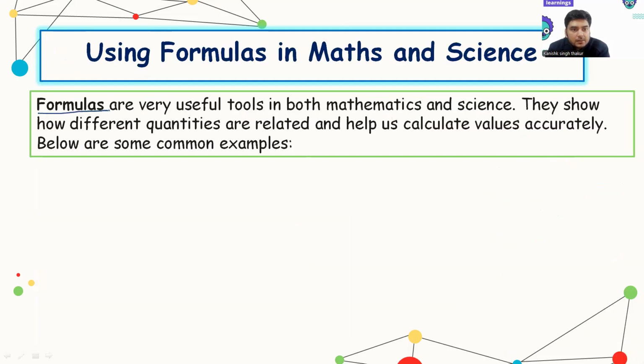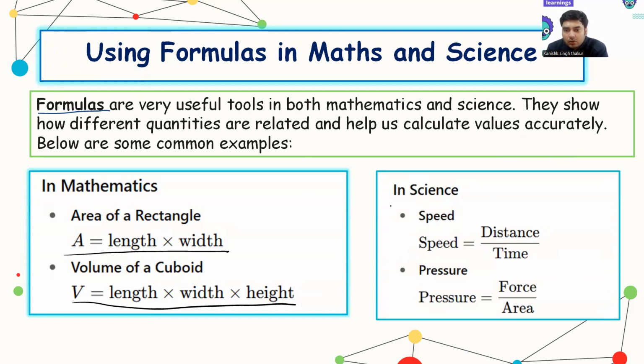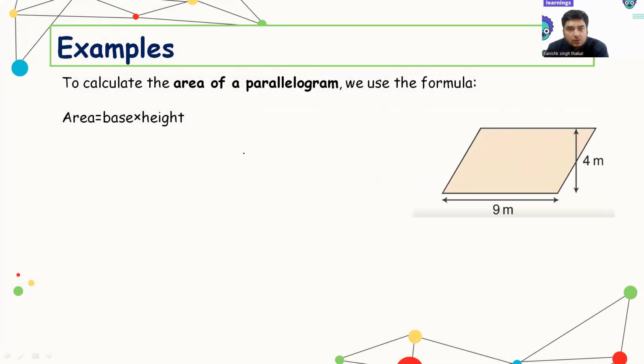So formulas are a very useful tool in both mathematics and science, and they show how the quantities are related to one another. Right? Now suppose you have area of rectangle as length times width and volume of cuboid as length times width times height. Right? So in science you have speed equals distance over time and pressure equals force over area. So to calculate the area of a parallelogram, we use the formula area equals base times height, right? Remember, area is base times height.